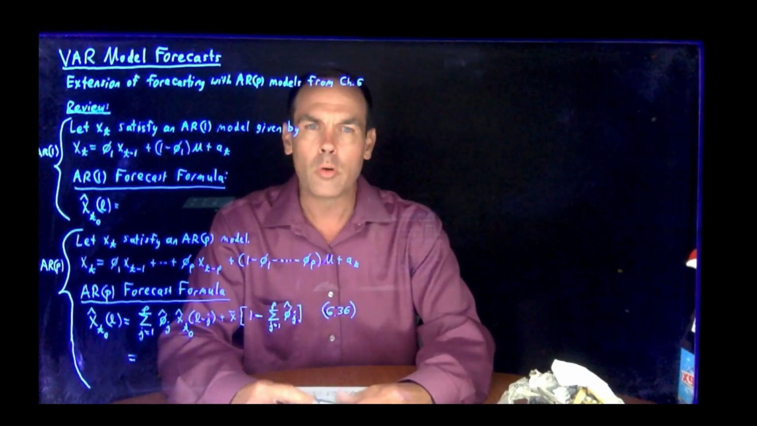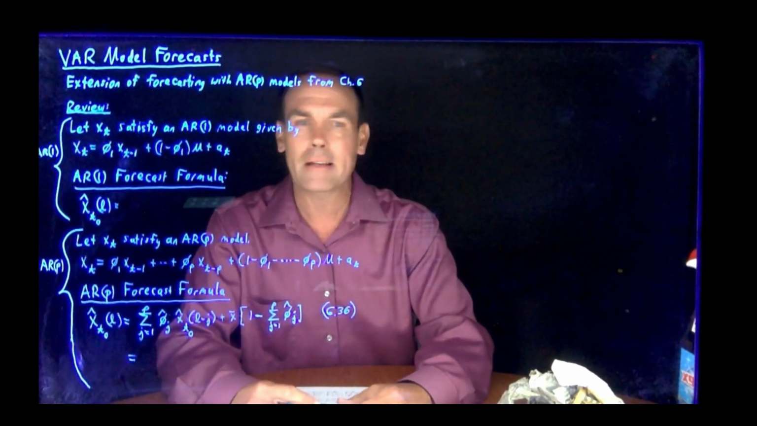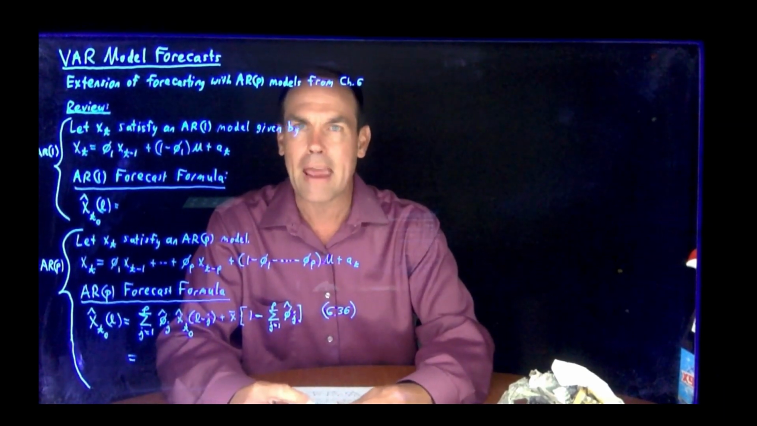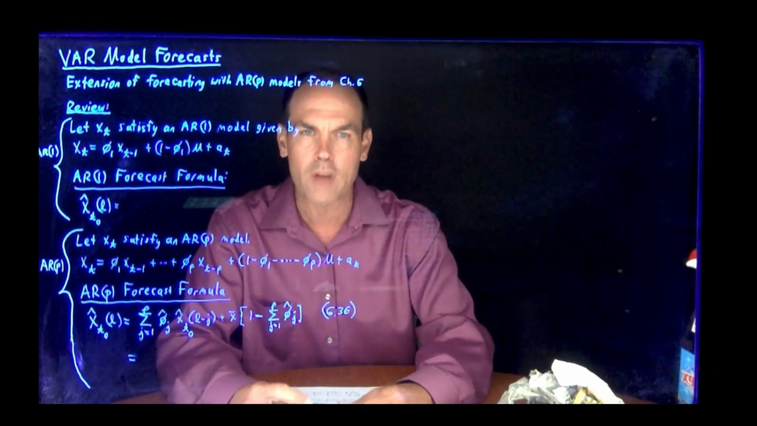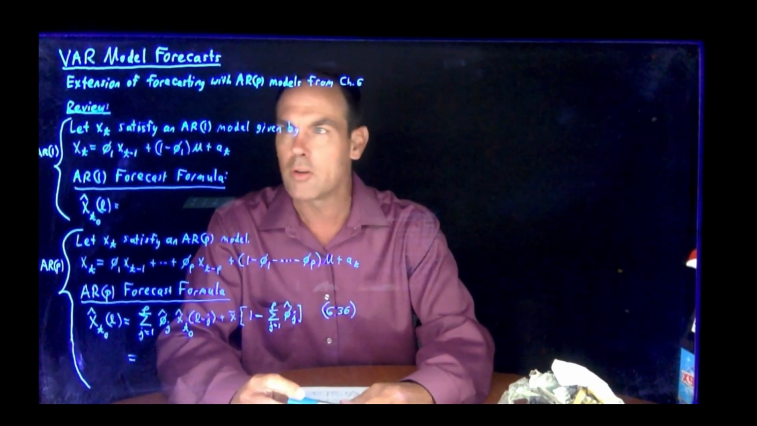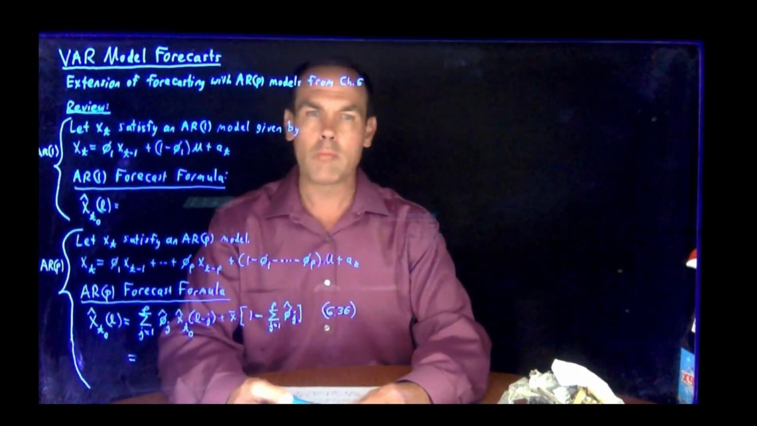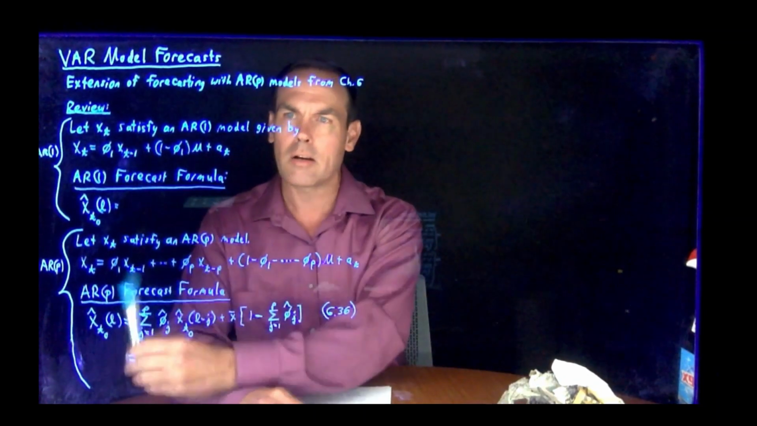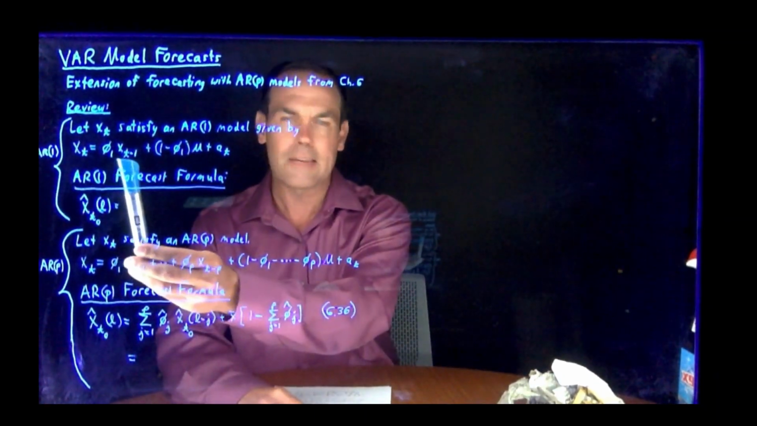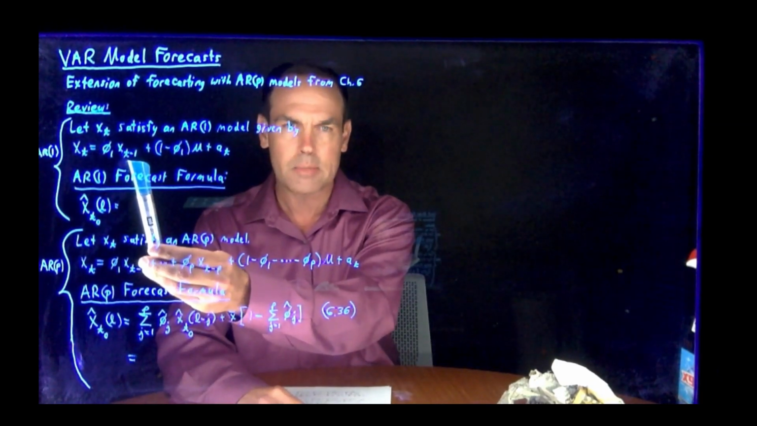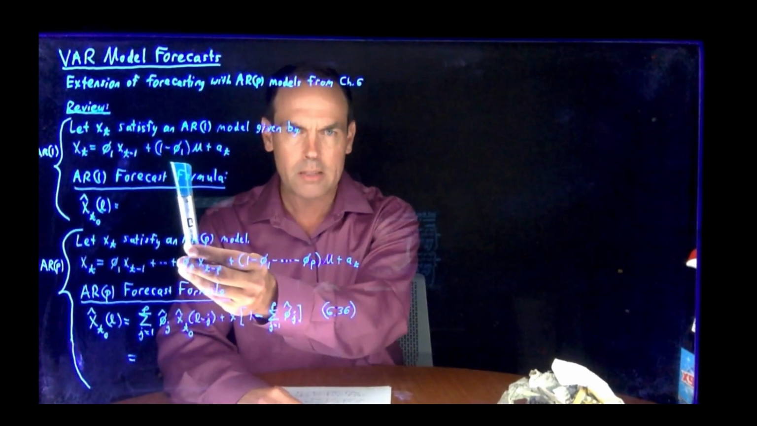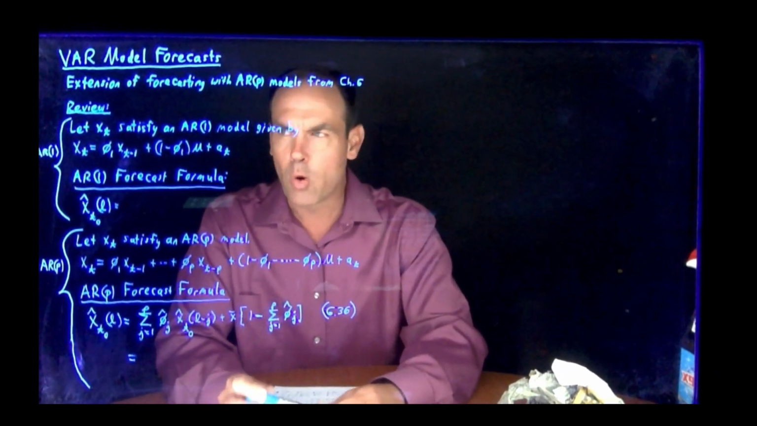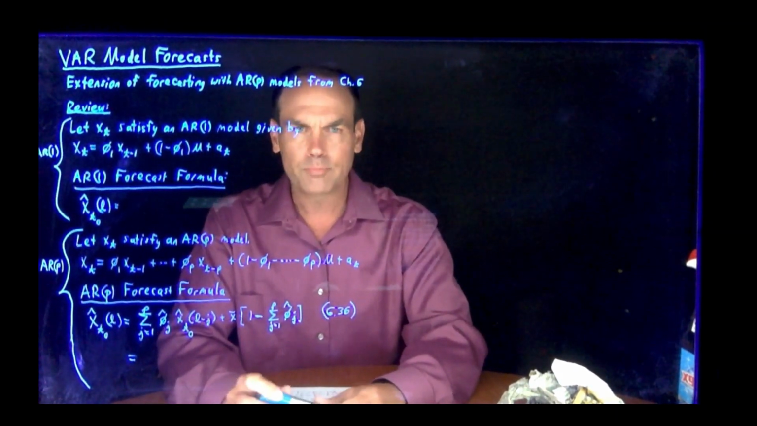The way that we'll do this is let's first of all step back and do a short review, because this is just an extension of the AR(p) model forecasting from Chapter 6. So that's what we will review. Recall that an AR(1) model can be written as: X_t is an AR(1) model if X_t is given as phi1 times X sub t minus 1 plus (1 minus phi1) times mu plus a sub t. That's the form of an AR(1) model.